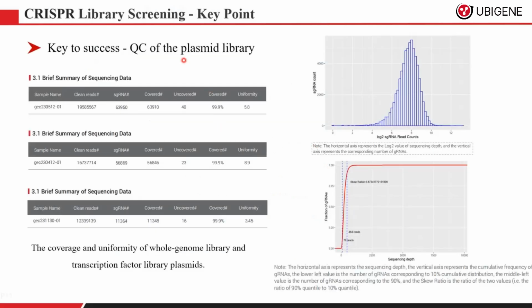So let's start by talking about the first key step in CRISPR screening, constructing the CRISPR plasmid library. There are two crucial parameters here. The first is the coverage of the plasmid library. This means the proportion of the actual guide RNA in the constructed library compared to the theoretical number we designed. For example, if we design 10,000 guide RNA and the sequencing shows that our library contains 9,000 of them, that's a coverage rate of 90%. Ideally, the higher the coverage, the better.